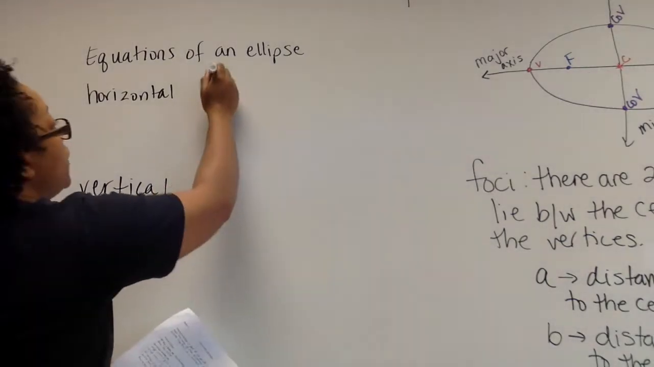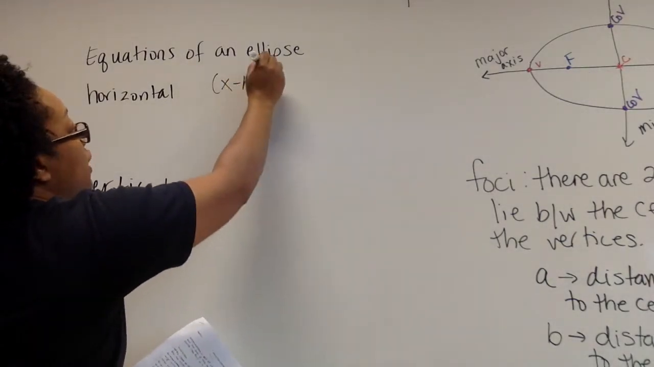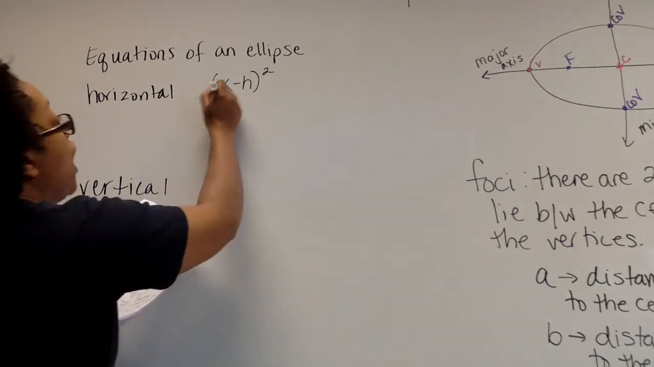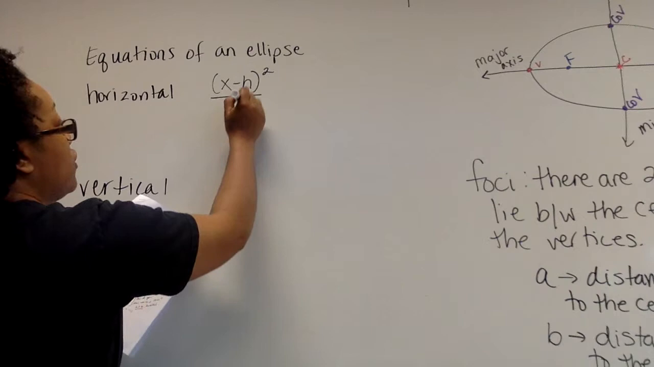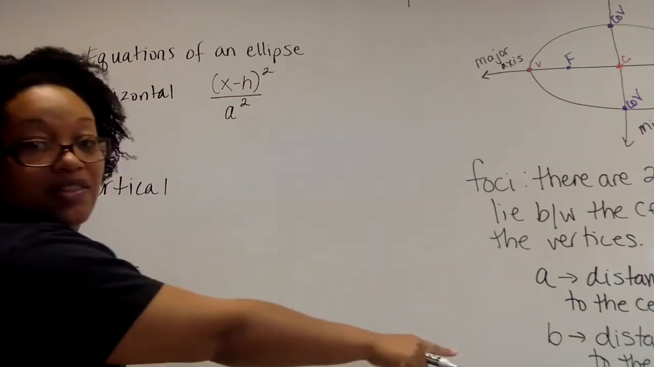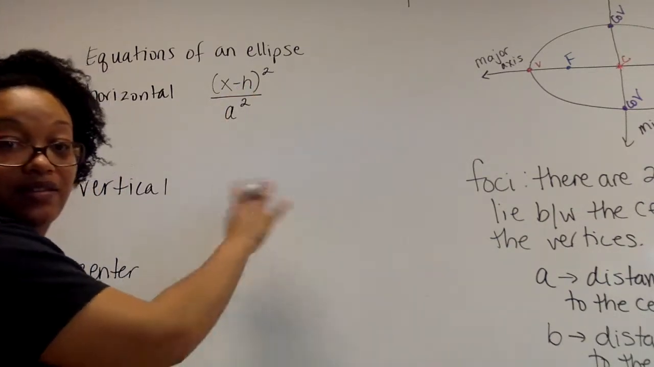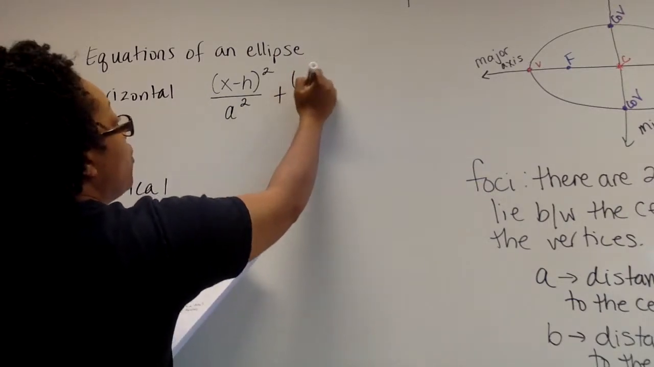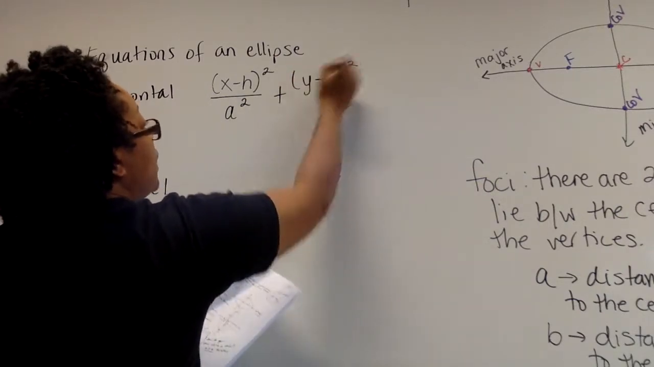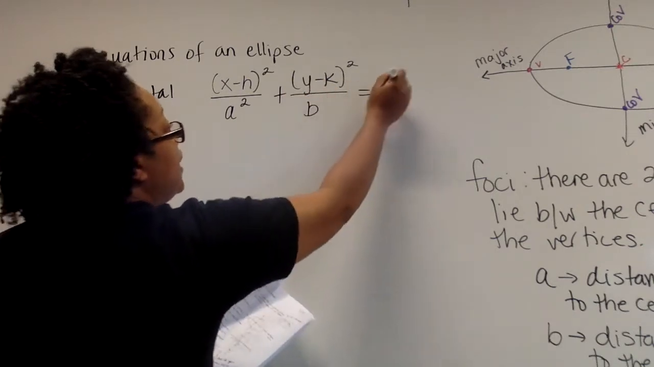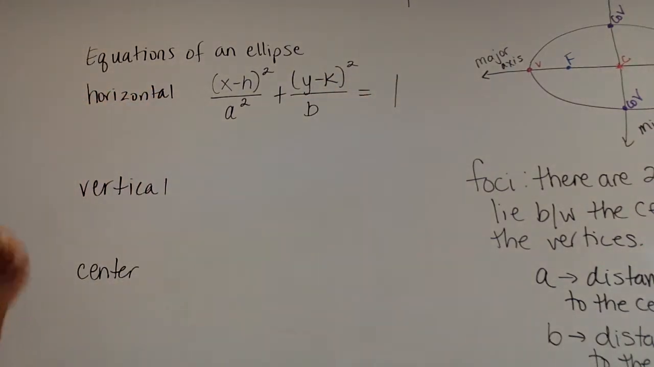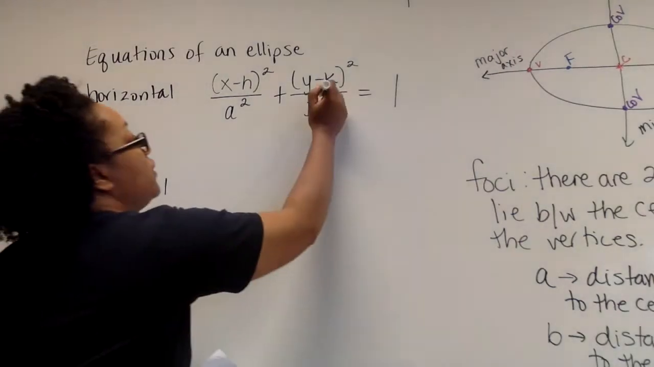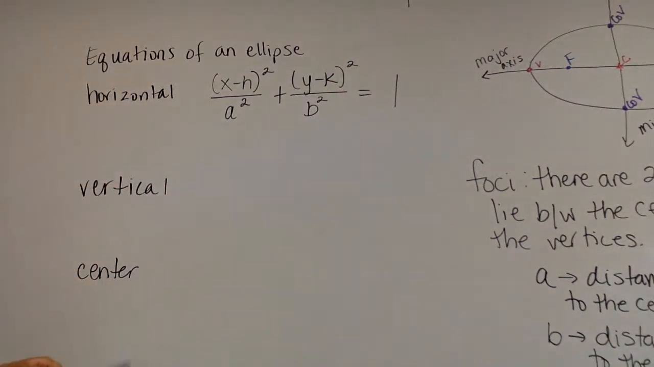So your first equation is for the horizontal. It's going to be the quantity x minus h squared. Remember, they're always together. That hasn't changed. Over a squared, and the a is the a that I told you a minute ago about the distance, so that's the distance, a squared, plus y minus k squared over b squared equals 1. That is your equation for an ellipse. Oh, that's supposed to be b squared, sorry.